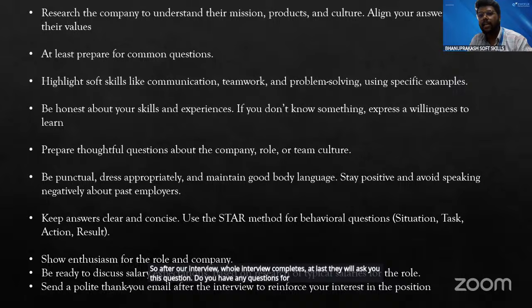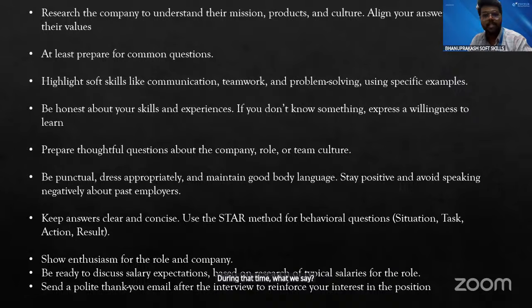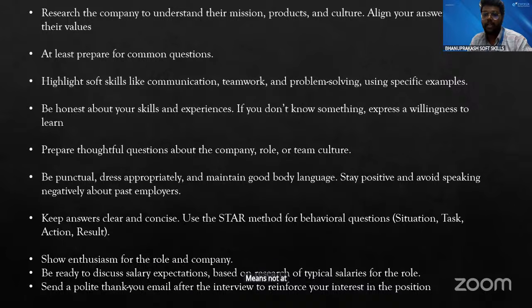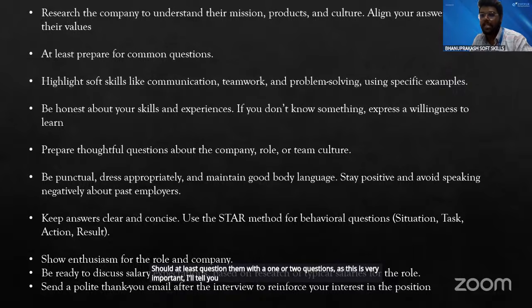During that time, what we say is: enough is enough, I'm stressed so much, please let me leave. So this is what we think in our mind, and out of that we say, no, I don't have any questions. But is it the right thing to do? Not at all. You should at least ask one or two questions. This is very important, and I'll tell you the importance of asking questions when we discuss that question in this same PPT.